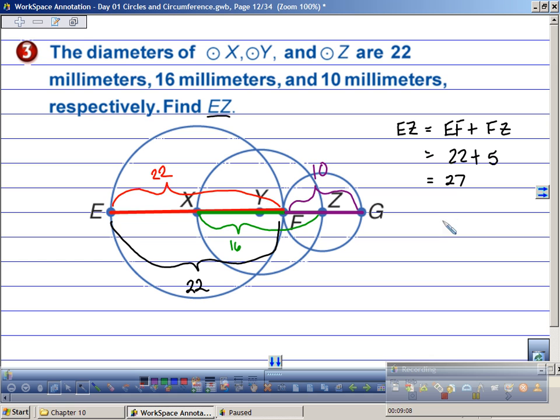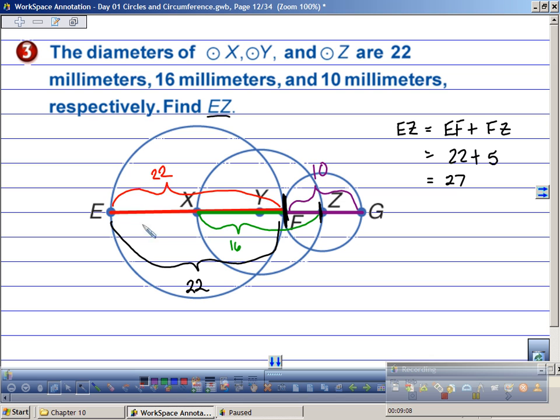These are going to be a lot more complex. I don't need the 16. I found E to F. I found at this point right here. So I only need this point to this point. Nope. All I need is F to Z.